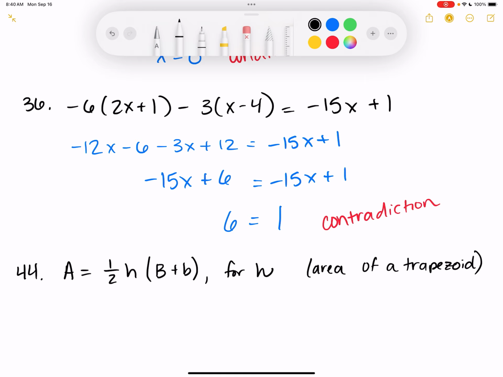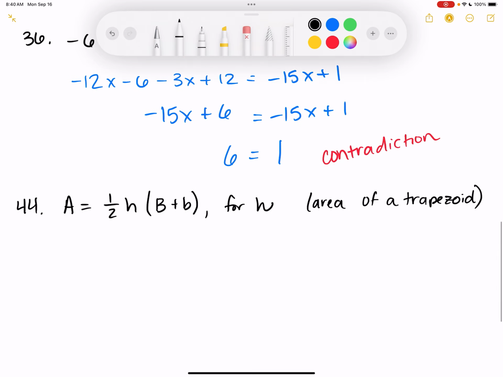But what we're doing here is I need to get h by itself. So how would I go about getting this h right here by itself?